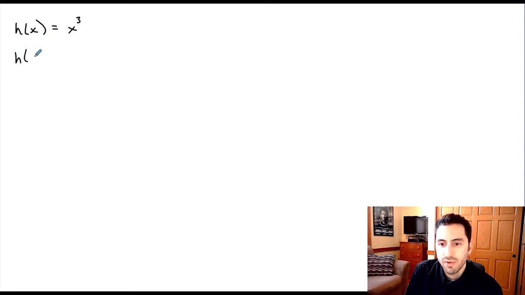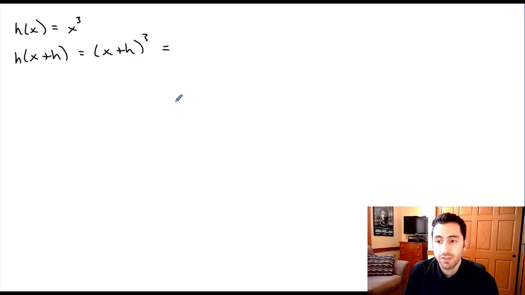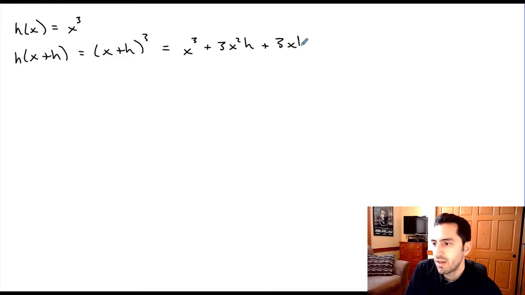Okay, first thing, I'm going to find h of x plus h. So here we have x plus h cubed. And if we multiply that all out, x plus h times x plus h times x plus h, we're going to end up with x cubed plus 3x squared h plus 3xh squared plus h cubed. All right. I like doing that ahead of time just to make it easier to plug into our derivative.